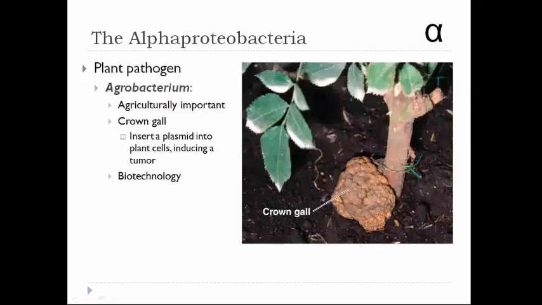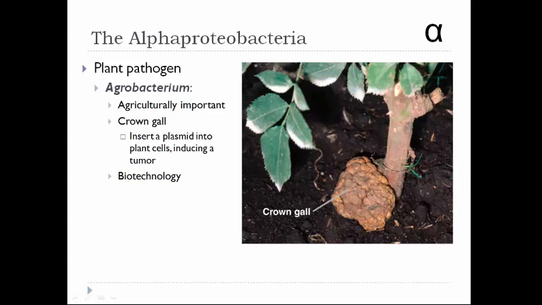Now, Agrobacterium is also an alpha proteobacter, and we've talked about him before. He produces an agricultural disease called crown gall. Crown gall will not kill the plant unless the plant is horribly stressed. Crown gall just slows it down, and normally plants that are infected with crown gall will not produce any product.